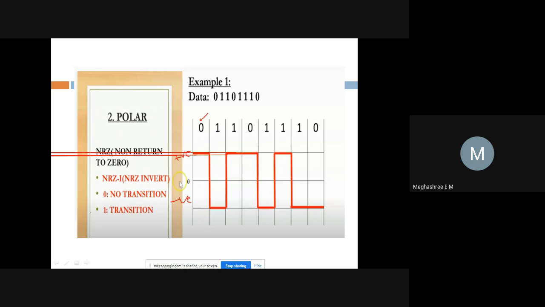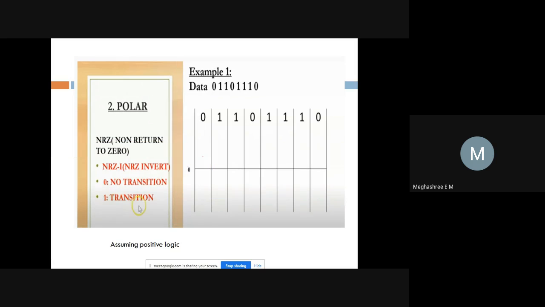This method only talks about the transition, so you can start either from the positive side or from the negative side. The first bit is 0, and I'm going to consider the positive side here. So I'll start from the positive side.